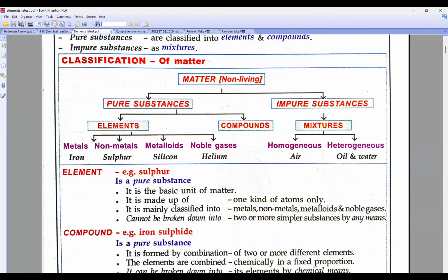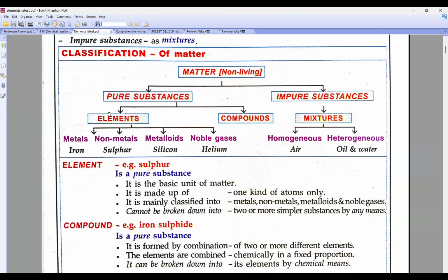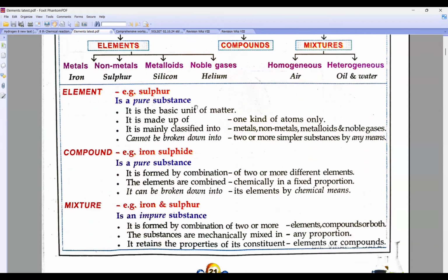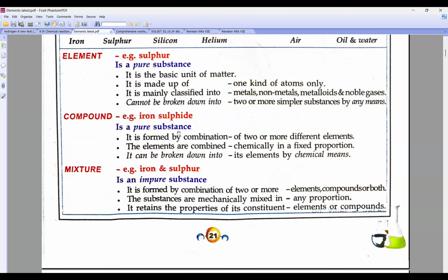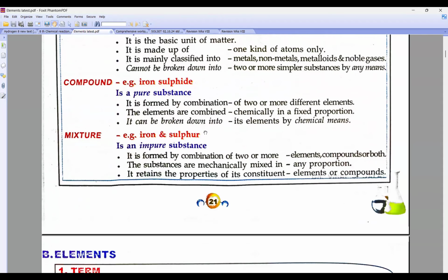Let us start. Now, when we talk about matter, pure substance, what all things we have? Element, metals, non-metals, metalloid, and noble. So element is a pure substance. It cannot be broken down into two or more simple substances. Compound is a pure substance, and here it is very important because the elements are combined in fixed proportion. And they can be broken down only by chemical means, not by physical means. Mixture, what happened? They are impure and they are mixed in any proportion, and original properties are retained.